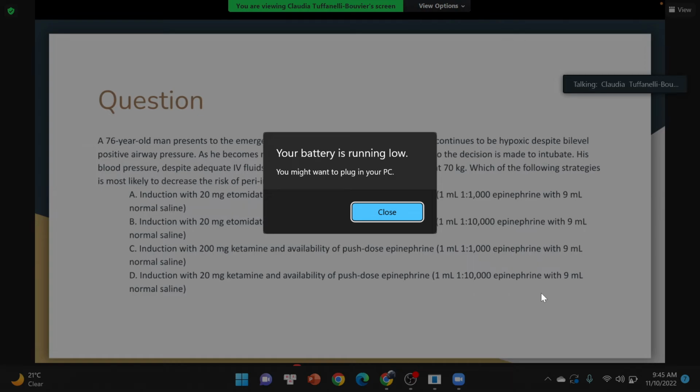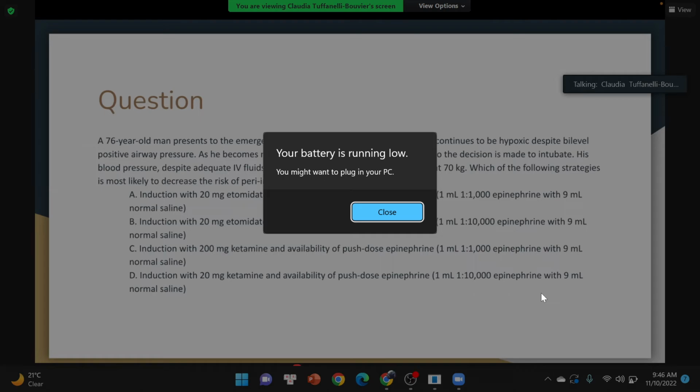A, induction with 20 milligrams of etomidate and availability of push-dose epinephrine. B, induction with 20 milligrams etomidate and availability of push-dose epinephrine. And you can see, this one for the push-dose epinephrine is saying the first one, 1 to 1,000. I just want to make that clear. And the second one would be 1 to 10,000 epinephrine.